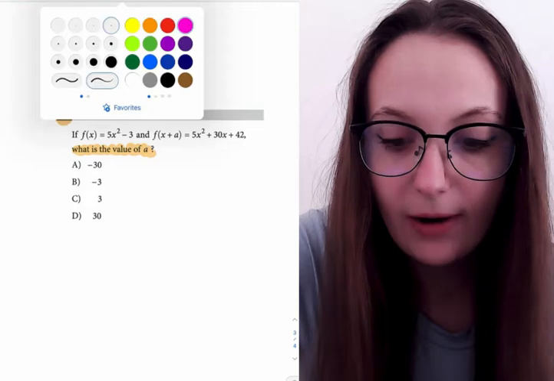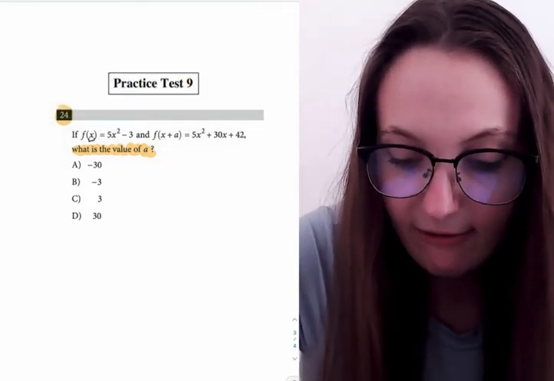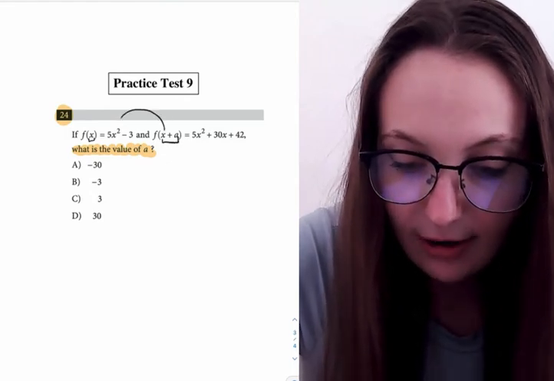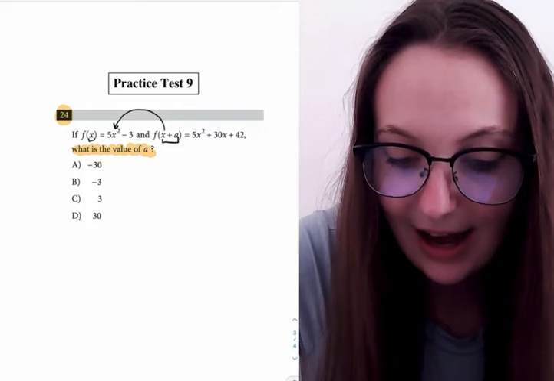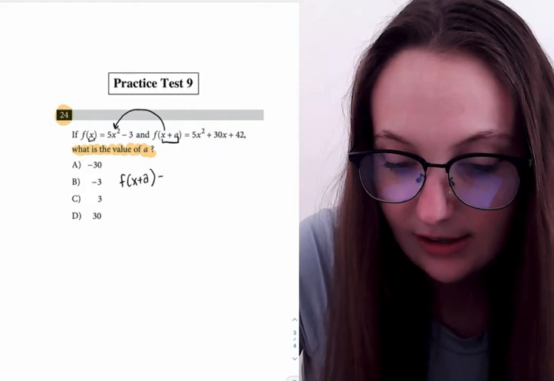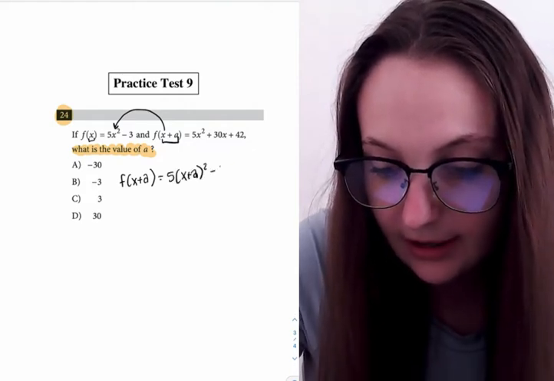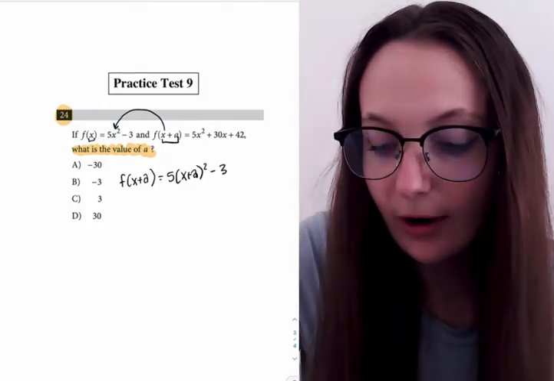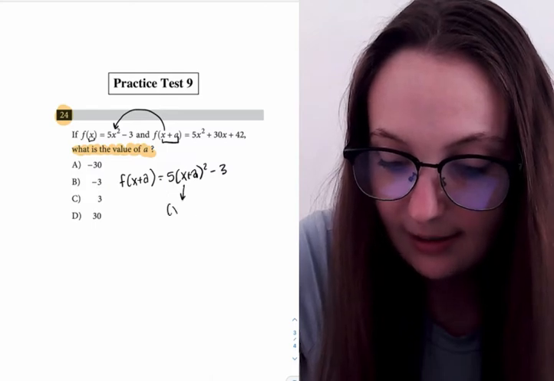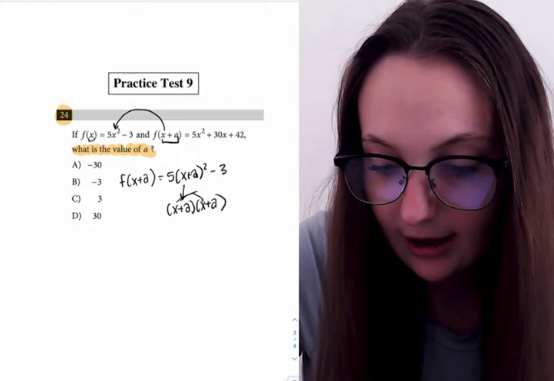Okay, so let's go ahead and realize that we're replacing x that we see everywhere with x plus a. So everywhere we see x, right here, we're going to plug in x plus a. So let's go ahead and do that. So f of x plus a is going to give us 5 times x plus a squared minus 3. So we're going to have to FOIL right here because x plus a squared, let me just break that down, is the same thing as x plus a times x plus a. So let's go ahead and FOIL.